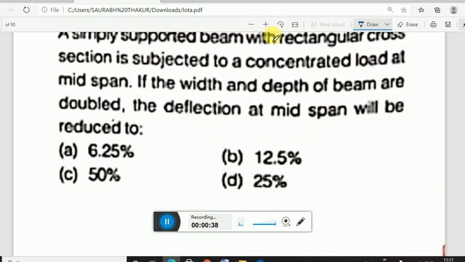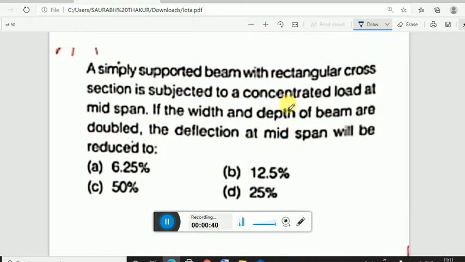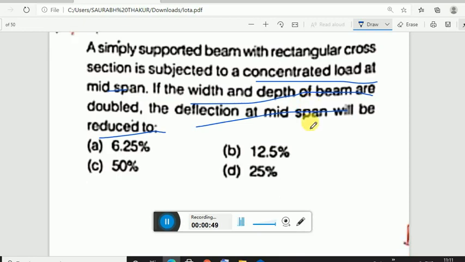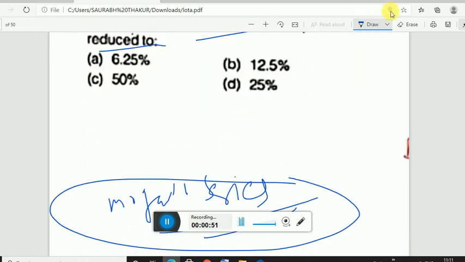A simply supported beam with a rectangular cross section is subjected to a concentrated load at mid-span. If the width and depth of the beam are doubled, the deflection at mid-span will be reduced to what? Do you understand the question?